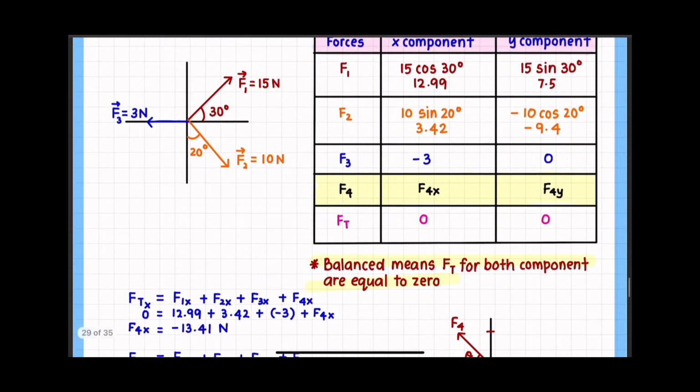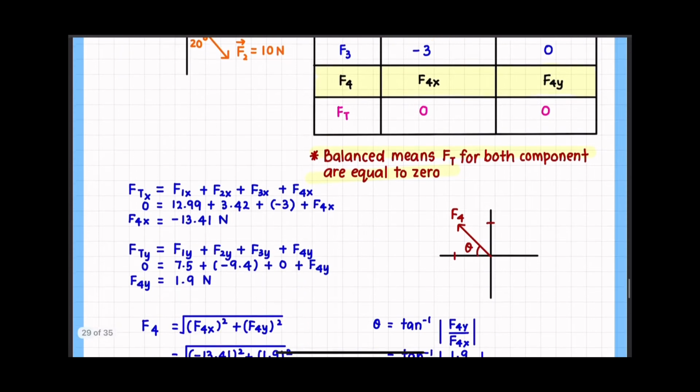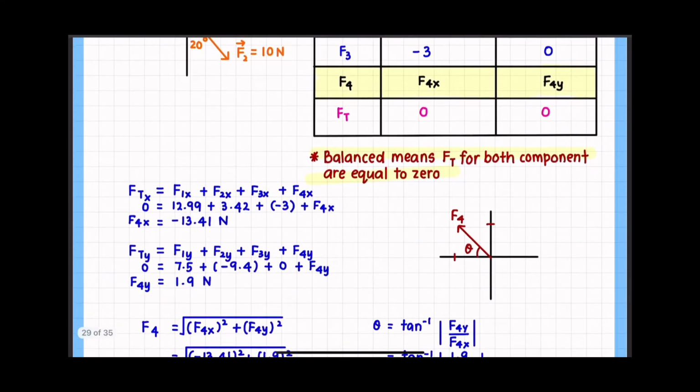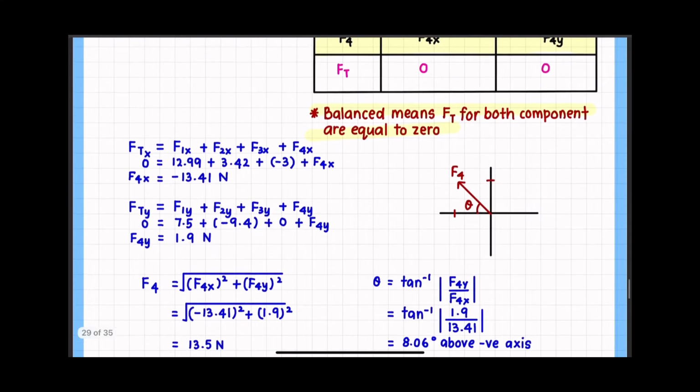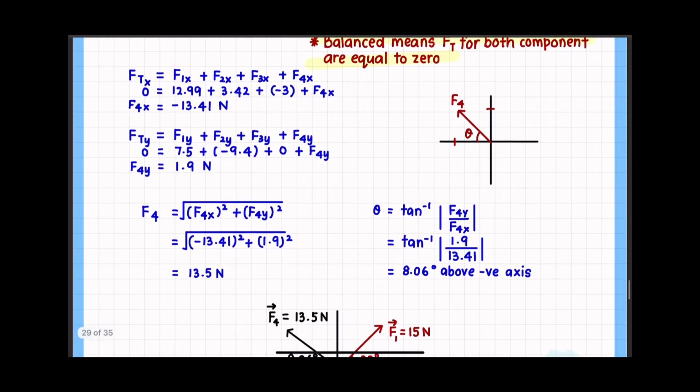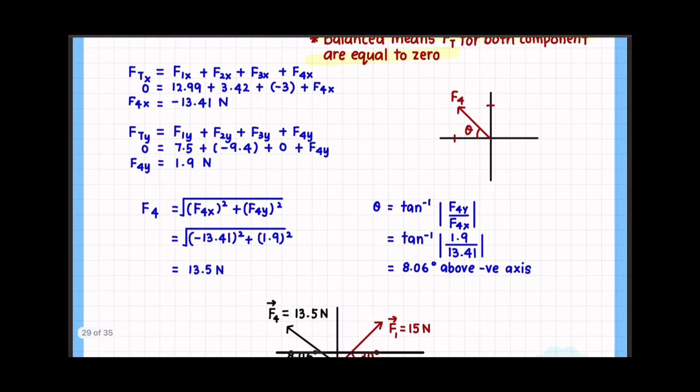Okay, same goes with Fy. It means you have to resolve each one. What is F1Y, what is F2Y, what is F3Y, and then add F4Y. So F4Y comes to 1.9 Newton. Okay, meaning that after you get F4X and F4Y, to find F4 you use the resultant vector. Okay, this is the resultant vector. You get 13.5.